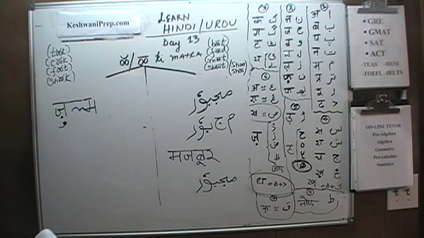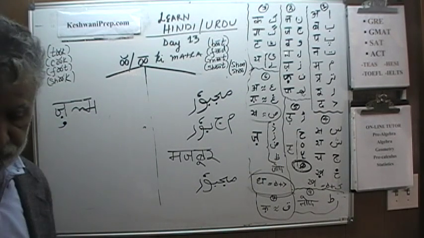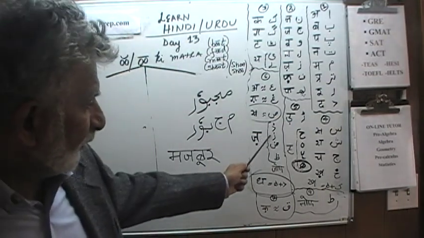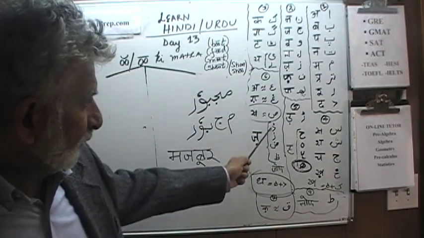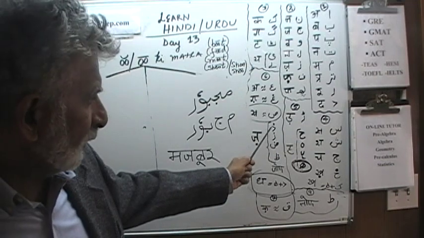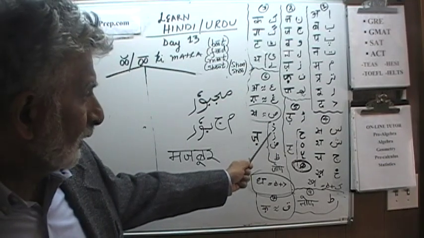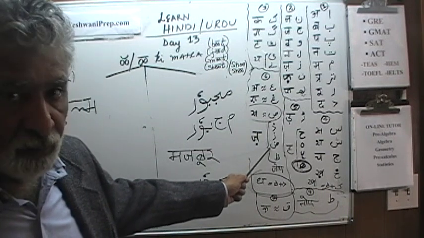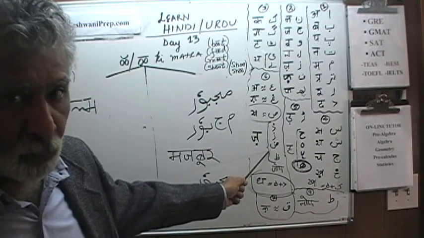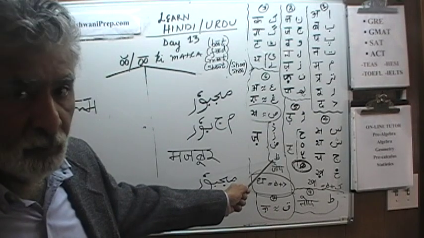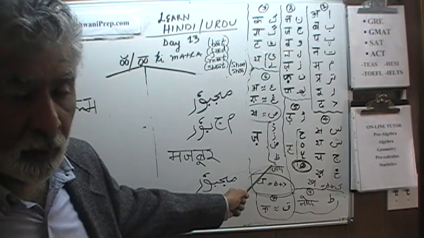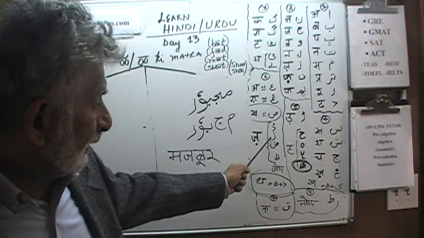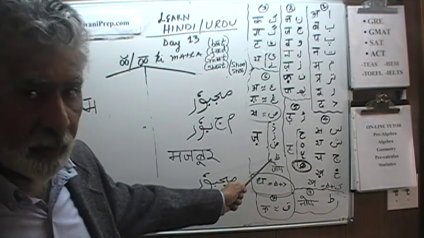Zulm. It requires a Z. The question is, which Z are we going to take? There are four different Z's in Urdu. This is called Zal. We talked about it a little while ago. It comes after Dal. Dal, Zal. This is called Ze. It comes after Re. Re, Ze. This is called Zuat. It comes after Suat. Suat, Zuat. And this is called Zoin. It comes after the letter Toin. Toin is the equivalent of T. So do we take a Zal, Ze, Zuat, or Zoin?